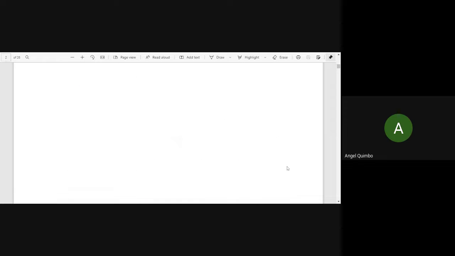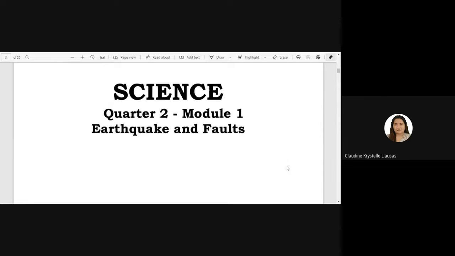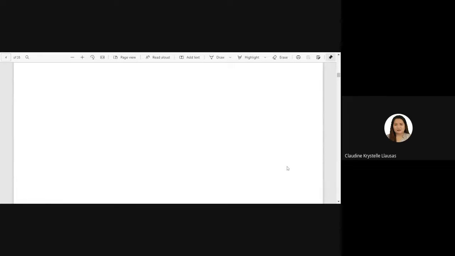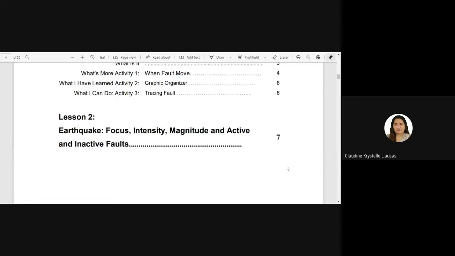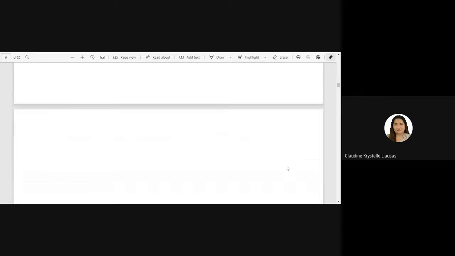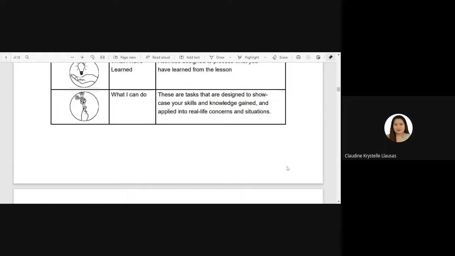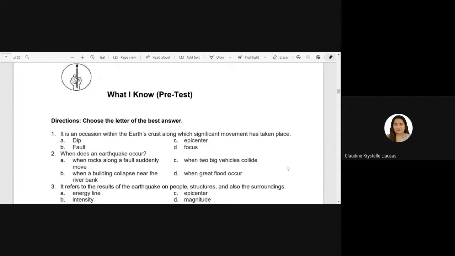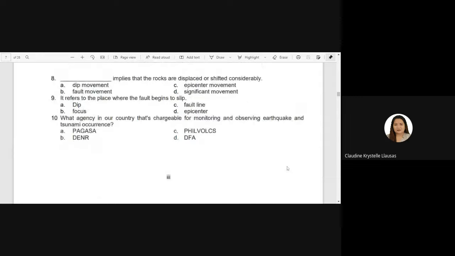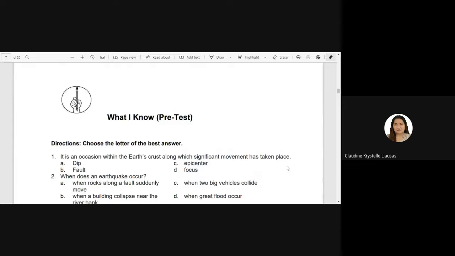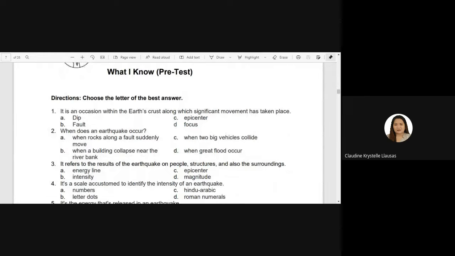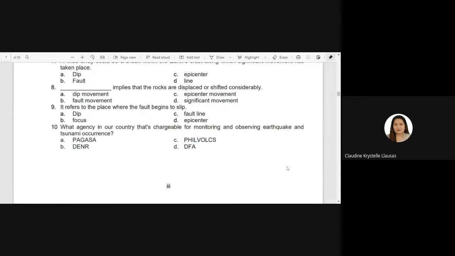So again, I hope you have with you your modules. And also your answer sheets. So first off, you have to answer 10 items, multiple choice pre-test. Again, in answering the multiple choice pre-test, please use capital letters, okay? To check whether unsa inyong nabalandaan sa topic before mo mag-start sa atong module.